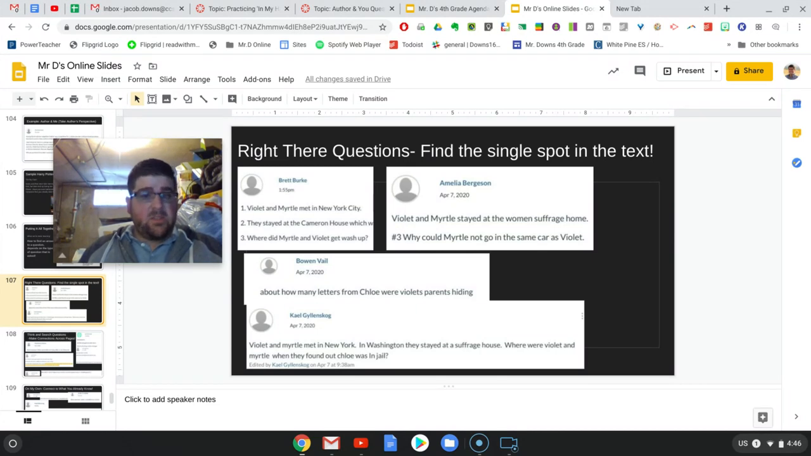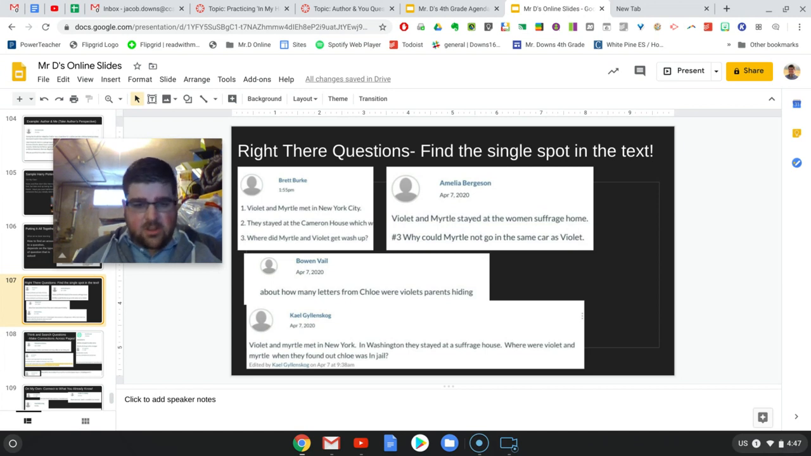You can go to that specific spot in chapter 1, and it either says that she grabs a handful or a stack, but we can make an inference. We can guess about how many she stole. So Bowen, great question. And then Kale. Kale has a lot of these questions in this slideshow. I didn't try to pick one student over another. Kale just had a lot of great questions that I wanted to highlight. So way to go, Kale. Kale says, Violet and Myrtle met in New York.